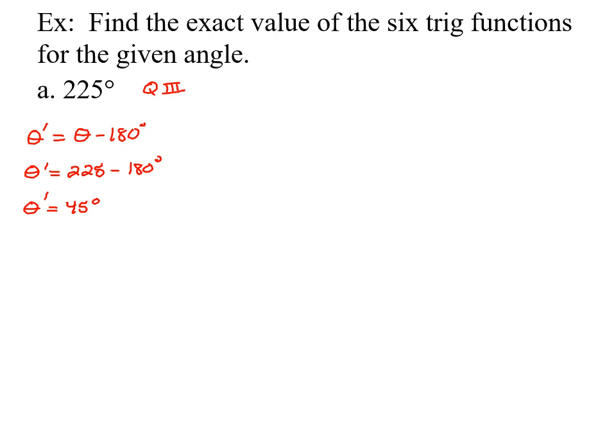I then go to the triangle. Since it's a 45 degree angle, I look at my 45, 45, 90 triangle, which looked a lot like this, if you might remember. I want the 6 trig functions for 225 degrees. What I want to do is take the 6 trig functions based on 45 degrees, the reference angle, and then adjust the signs. So I would do sine of 45, which would be 1 over root 2, or root 2 over 2.